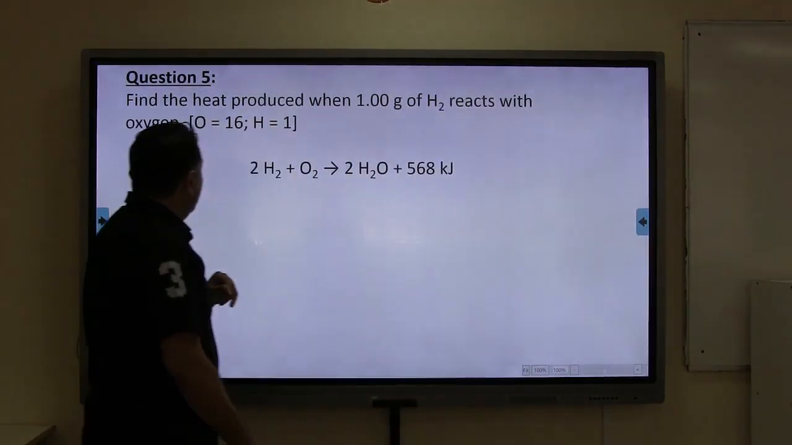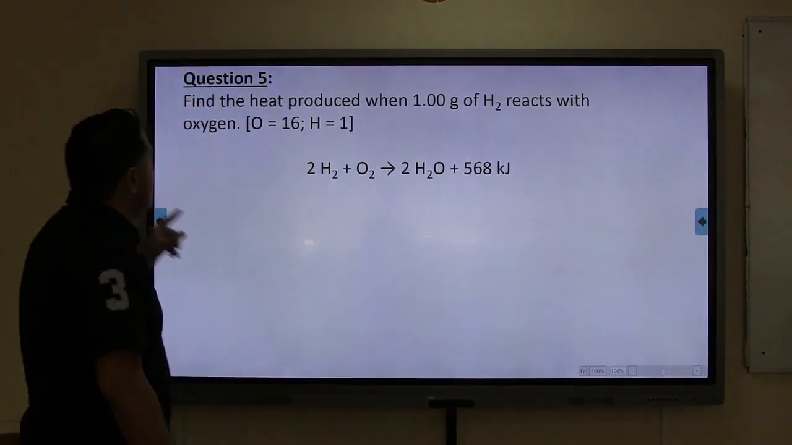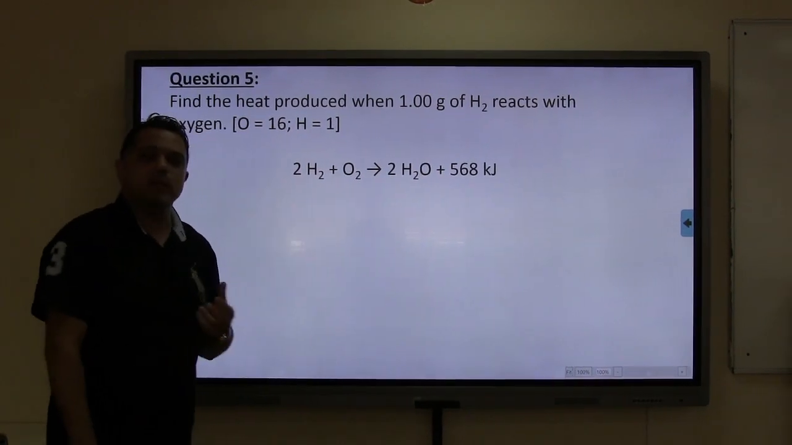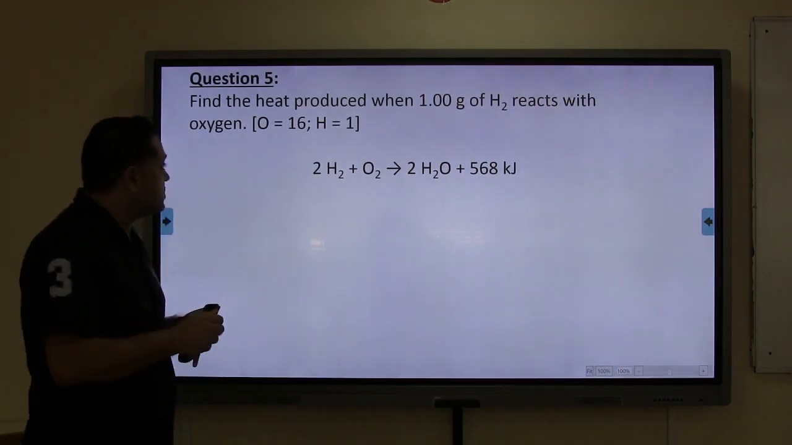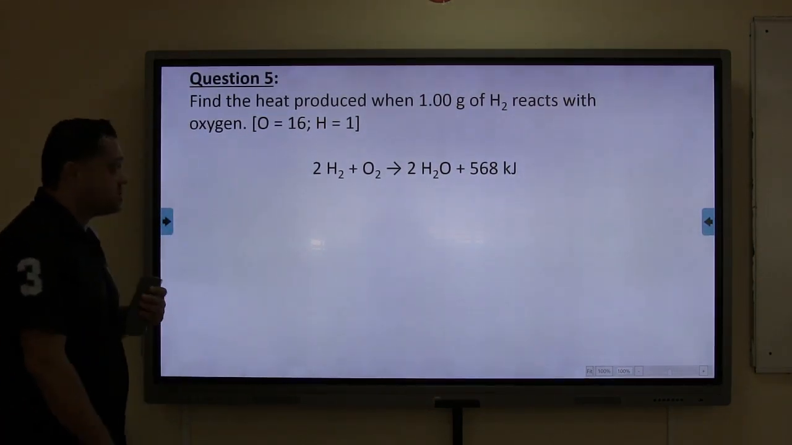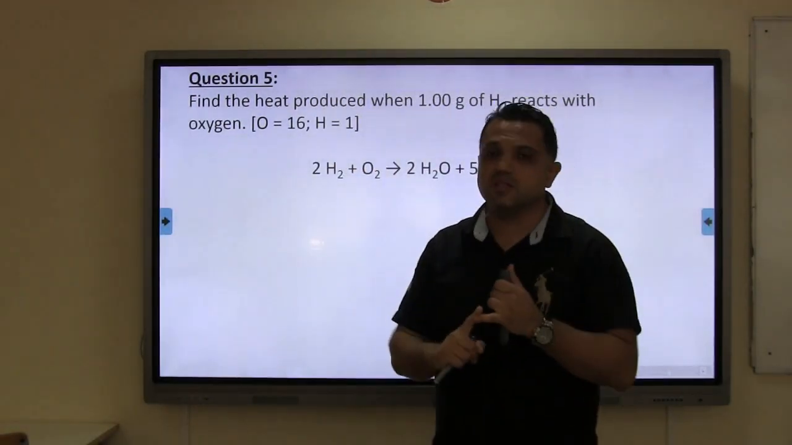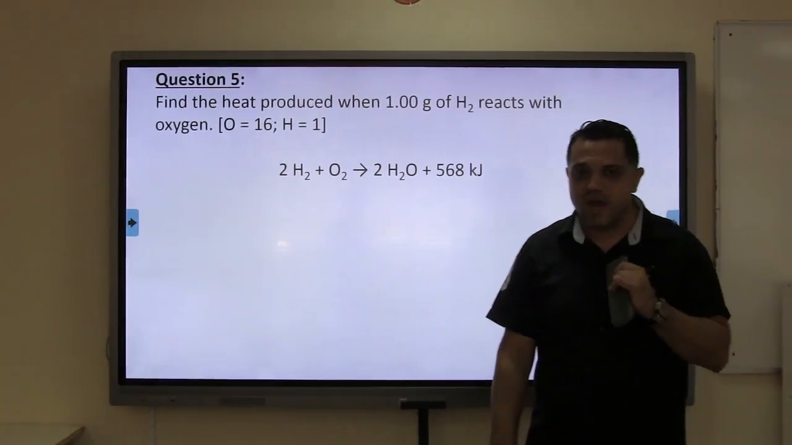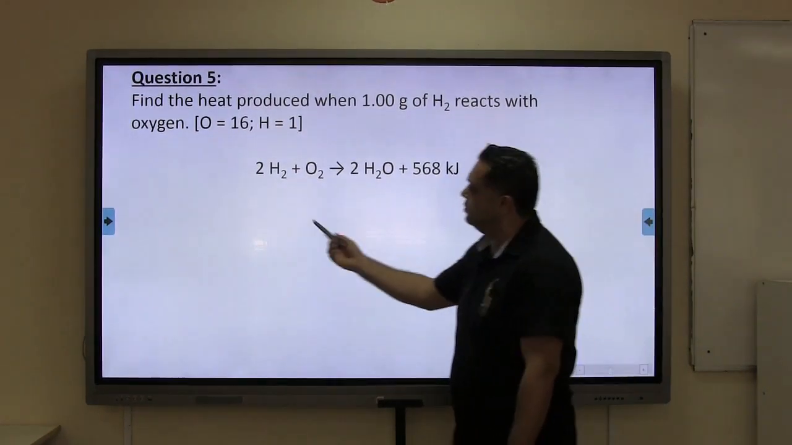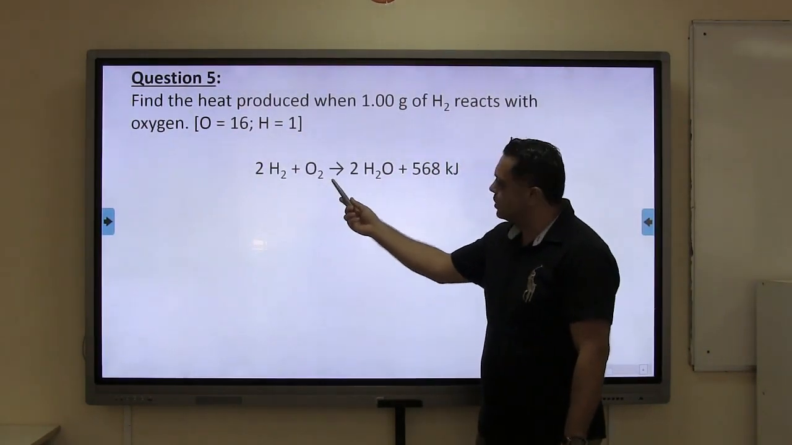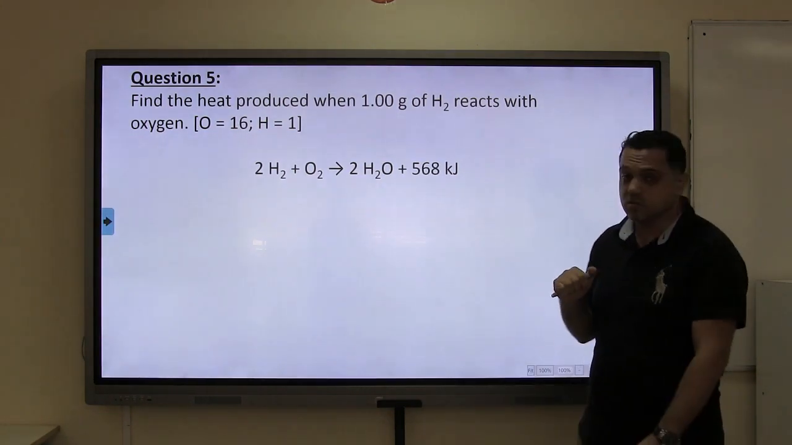Here, we have another type of ratios. We have heat with something else. So in this case, find the heat produced, and we can deal with heat as if it is one of the species in this reaction. So find the heat produced when 1 gram of hydrogen reacts with oxygen. As we said, the first thing, we need to find whether the reaction is balanced or not, and whether the amount of energy is written right. So let's say in this equation, we have 2 hydrogens plus 1 oxygen to give 2 water steam plus 568 kilojoules.